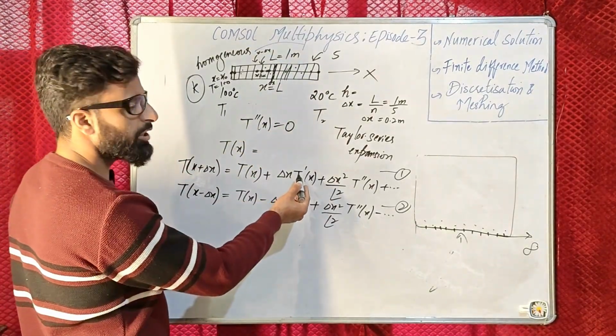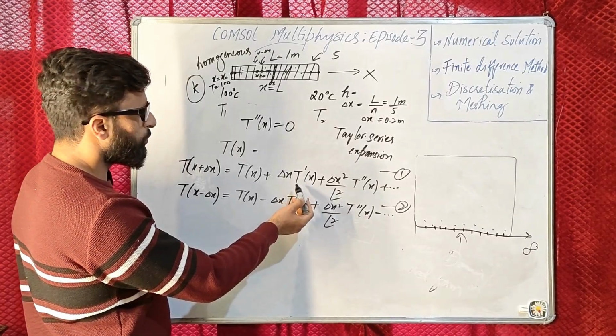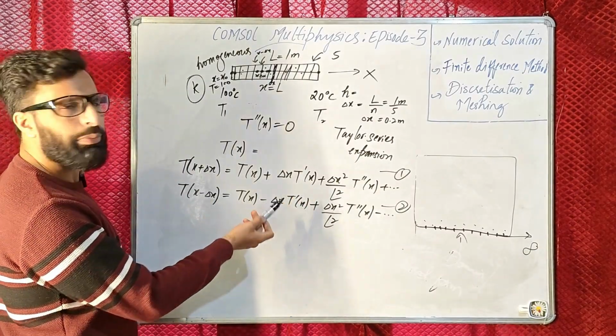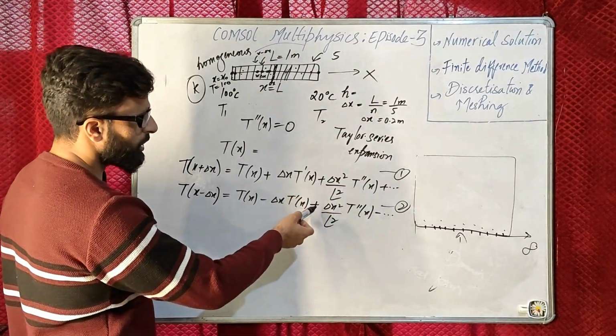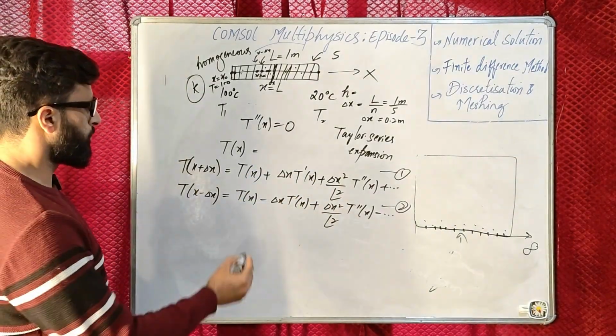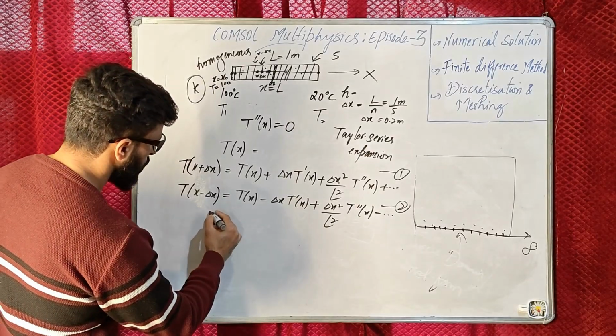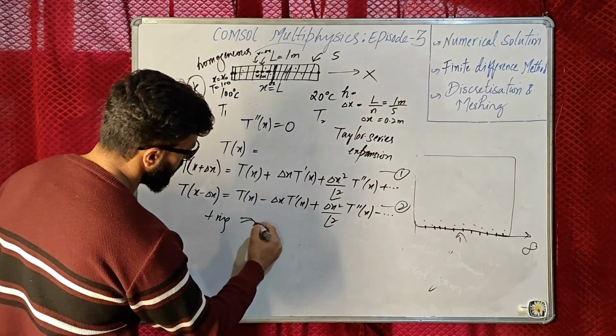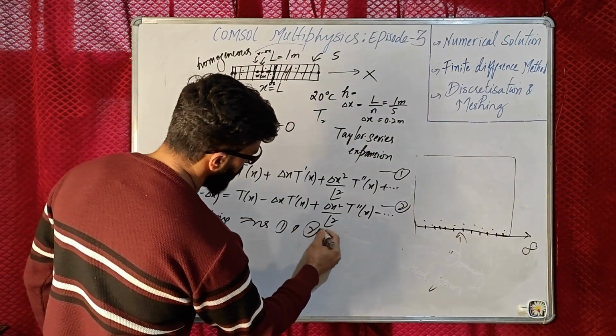If we needed t dash of x, what we would do is subtract them. Then the positive terms would get cancelled, and we would be left with t dash of x. But here, we will add them. So, adding equations 1 and 2.